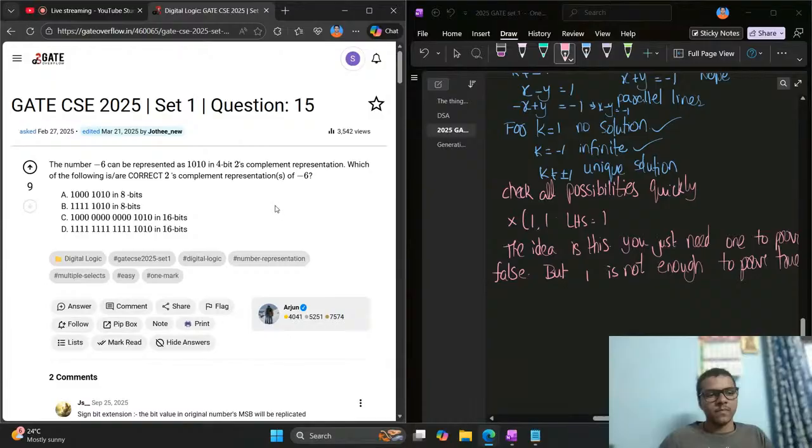The number minus 6 is represented as 1, 0, 1, 0 in 4-bit 2's complement form. So that will be minus 8 plus 2, that is minus 6. Yes, it is. Which of the following is the 2's complement representation of minus 6 in 8 bits? 1, 1, 1, 1, 1, 0, 1, 0.